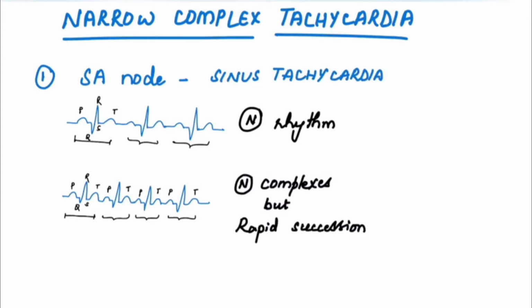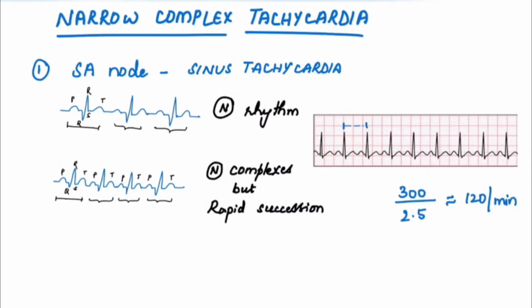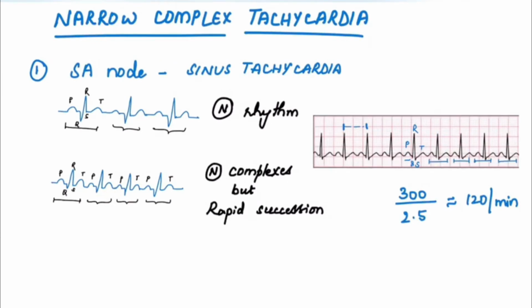Now we'll look at an ECG strip. First see if there is tachycardia or not. Between the two QRS complexes there are about 2.5 large boxes, so the rate comes to around 120 beats per minute. So there is tachycardia. Now look at the morphology. There is a normal P wave, a QRS complex and a T wave. But these complexes are occurring in rapid succession, so that indicates there is sinus tachycardia. So remember, in sinus tachycardia, the morphology of all the waves is normal, but they are occurring in rapid succession.